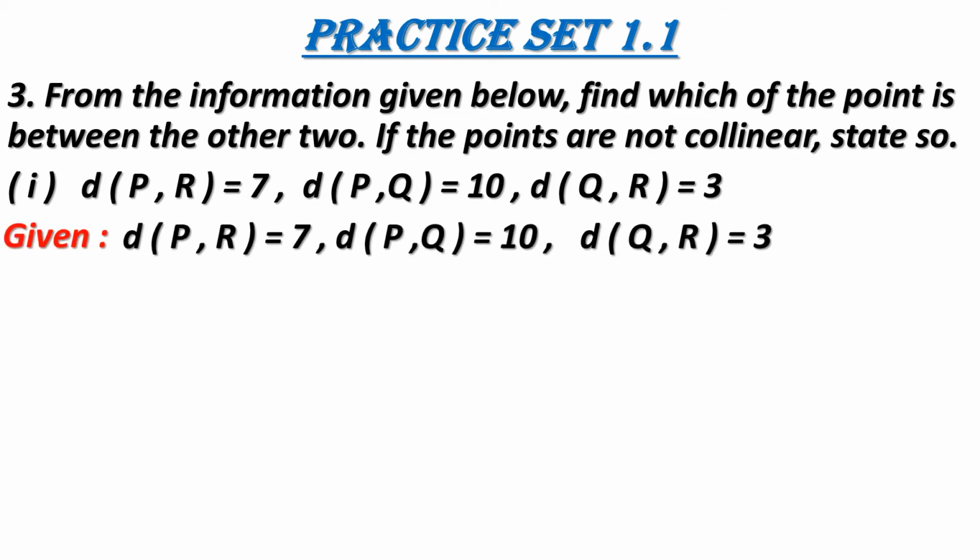So what is given here? Distance PR equals 7, distance PQ equals 10, and distance QR equals 3. Using these three distances, we have to check whether the points are collinear or not. If they are collinear, then which point will lie between the other two? That we need to find out.